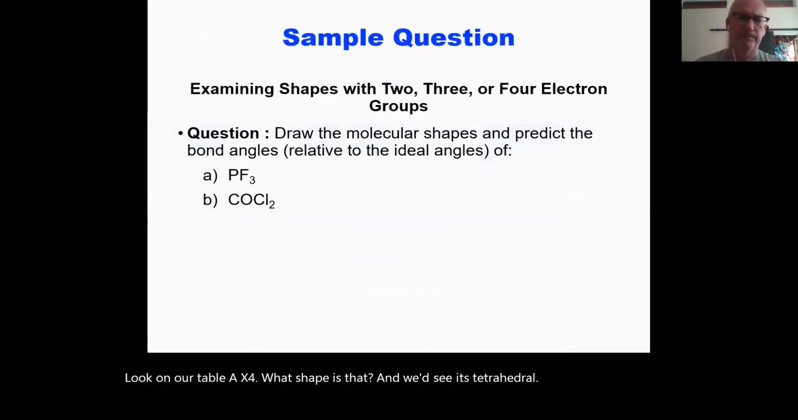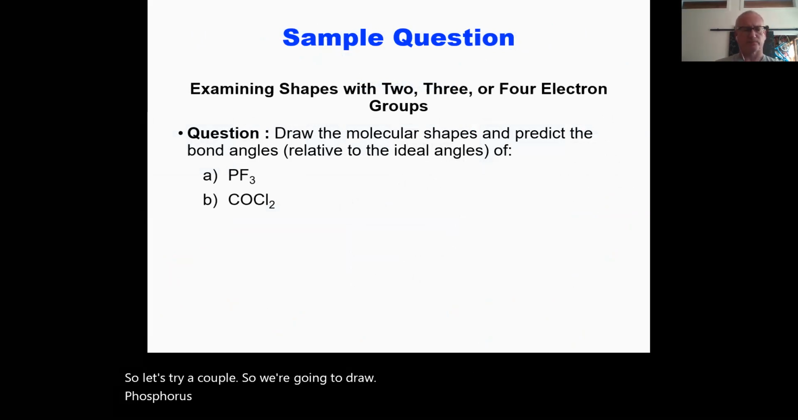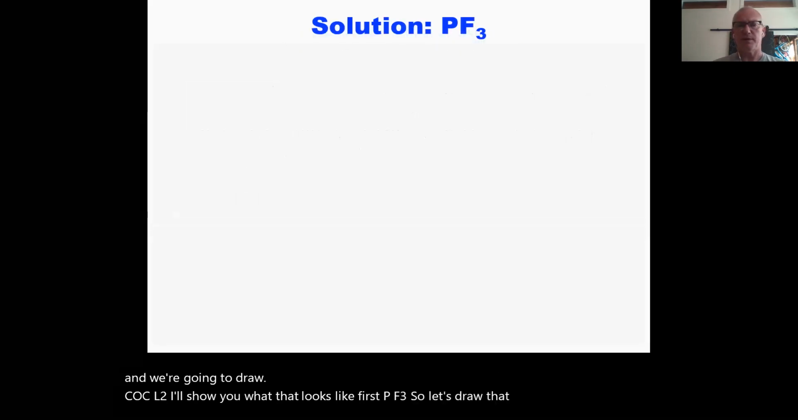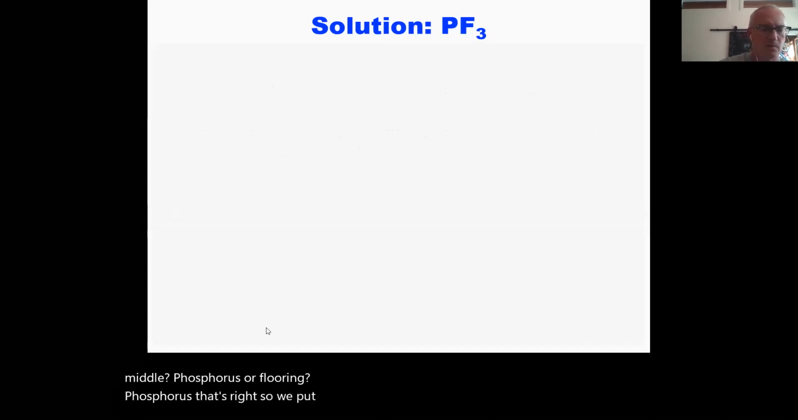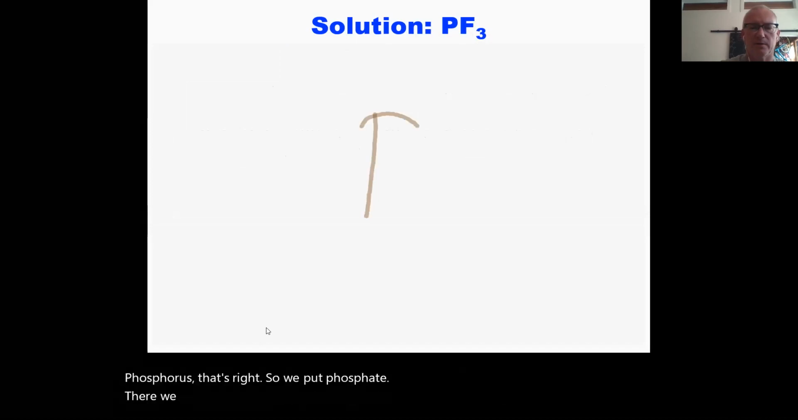So let's try a couple. We're going to draw phosphorus trifluoride, and we're going to draw COCl2, and I'll show you what that looks like. So first, PF3, so let's draw that one. So who goes in the middle, phosphorus or fluorine? Phosphorus, that's right. So we put phosphorus in the middle, and then I put fluorine around it.